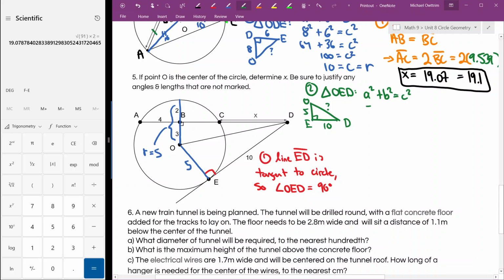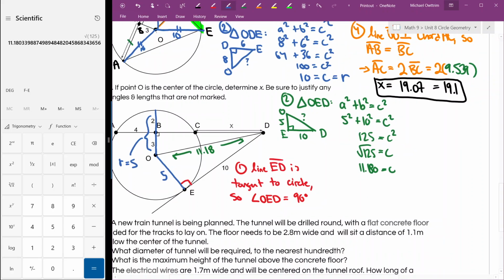In this case, our 5 and 10 are legs. This is going to be 125 total, and so we'll square root 125 to get C. And that is, I don't know, 11.18. Okay. So we can fill that into our diagram. All the way along this guy here is 11.18.